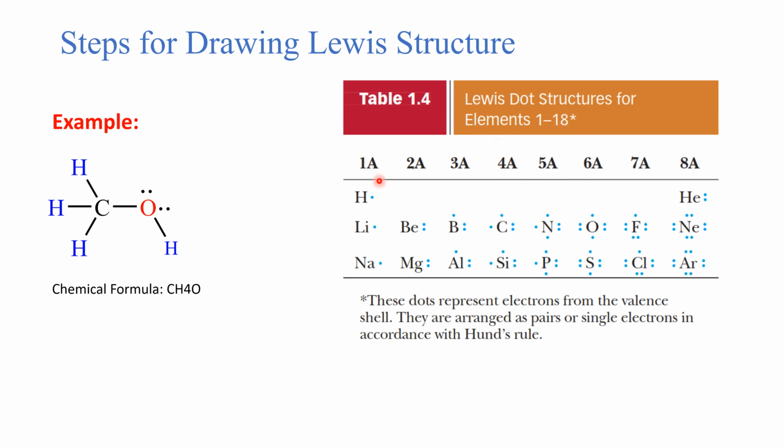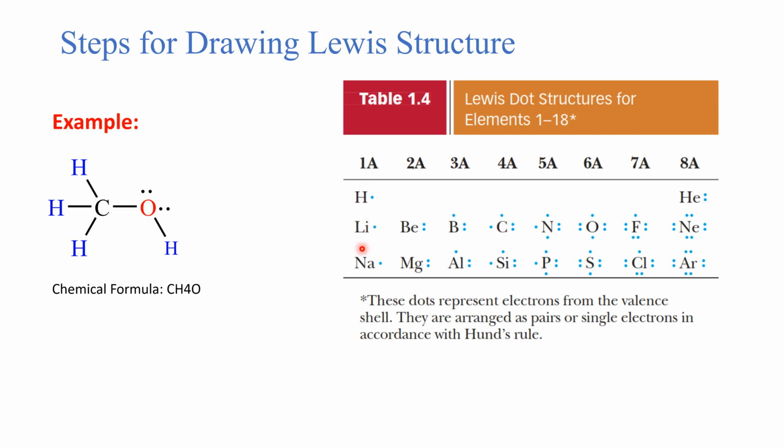So from the 1A group, there is hydrogen, and its neighbor noble gas is helium, whose configuration it acquires after getting one more electron from the carbon, which you have seen in the previous slide.